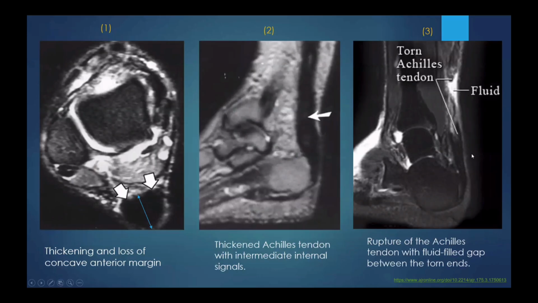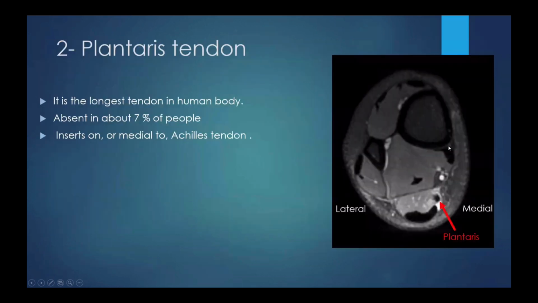degeneration. And in the third case, there is a rupture of the Achilles tendon with a fluid-filled gap between the torn ends. And this is at the critical zone. The other tendon in the posterior compartment, I didn't mention it earlier, it's a smaller nearby tendon called plantaris tendon. And it is the longest tendon in the human body and absent in 7% of people. Insert on or medial to the Achilles tendon.